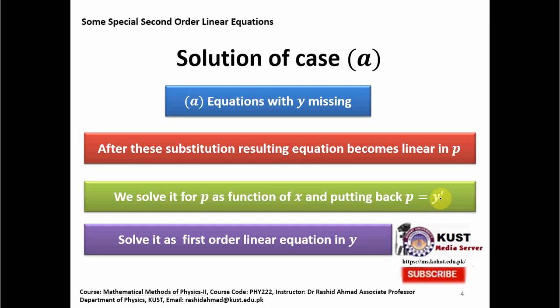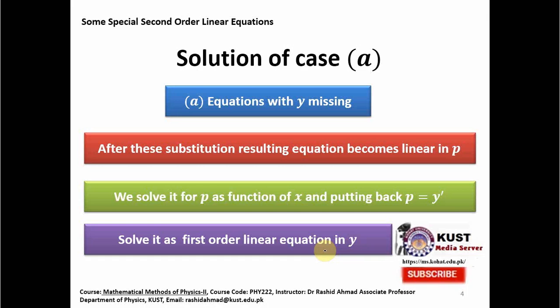So once we have y prime and we know the p, but still we have to make another integration or some method of solution in the first order linear equation. So we solve it for the first order linear equation in y, and in this way we have the final solution. Okay, so this was the first case where y was missing, and the method is very simple and straightforward.